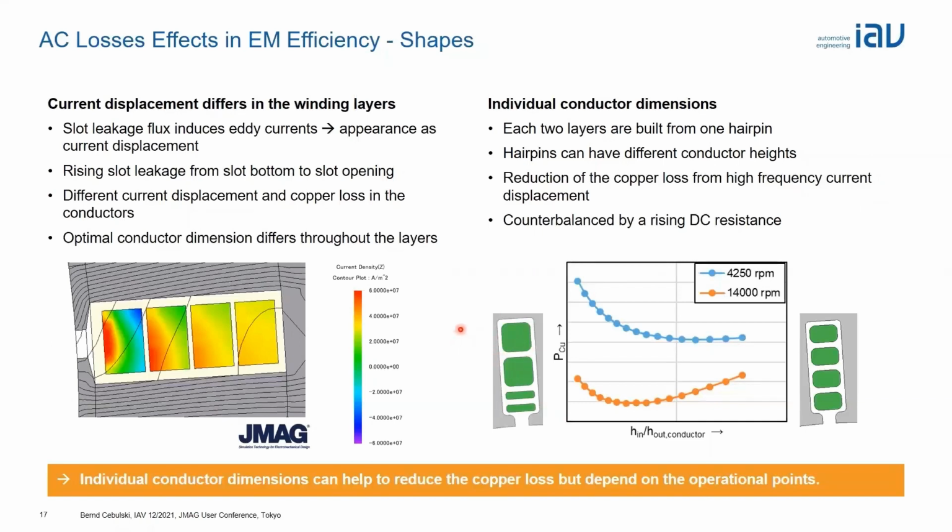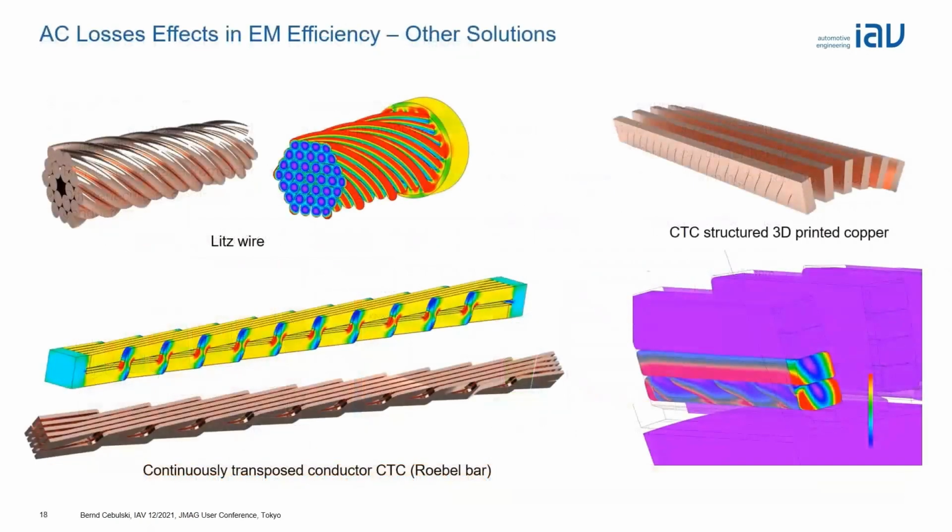So it means the individual conductor dimension can really help to reduce the AC copper losses. But as always, it depends on the operational point. So it's not possible to optimize for the entire operating range. You have to focus on the operational points where you really want to optimize this thing. Besides that, there are other solutions on the market or in physics that you probably all know.